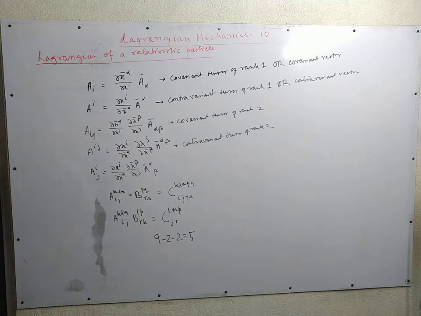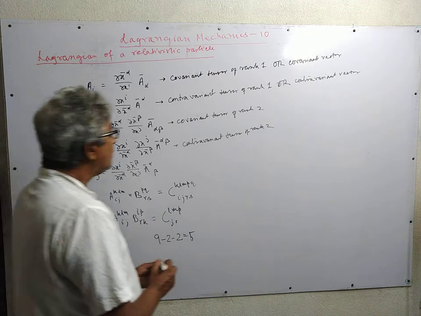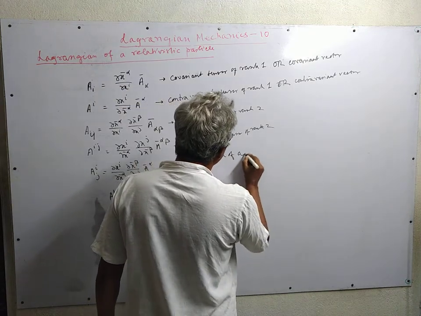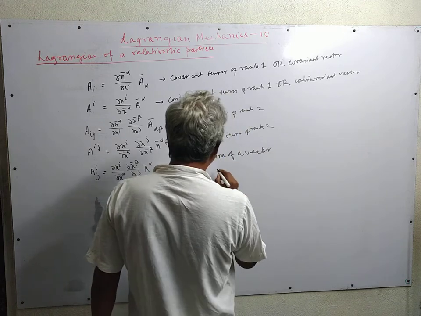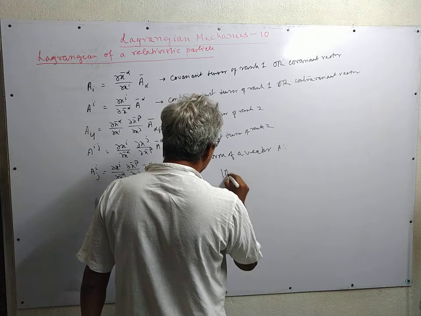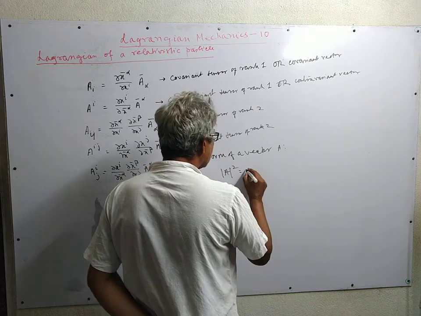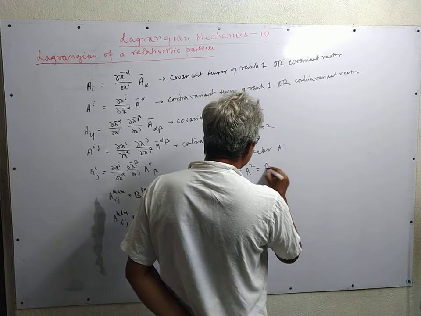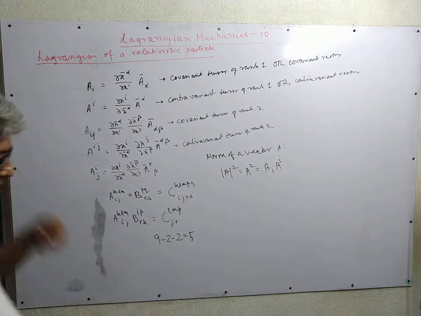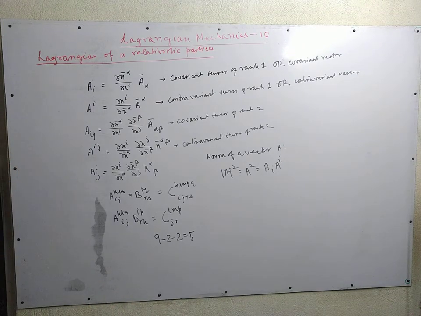So we define the norm in this notation. If we want to define the norm of a vector, say vector A, then the norm of vector A, modulus squared, or simply A squared, is defined as A_i A^i, where the sum over i is implied over all possible i values.